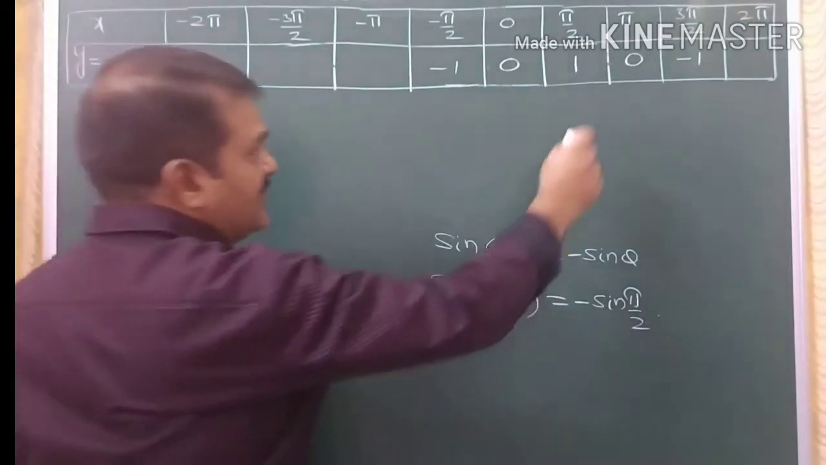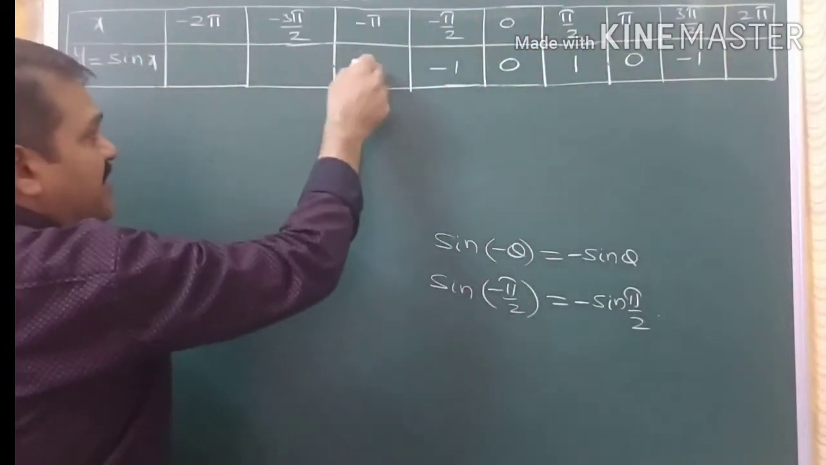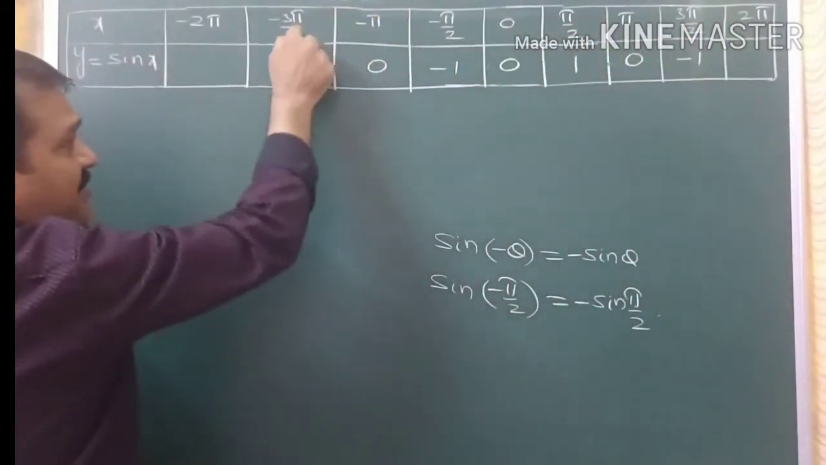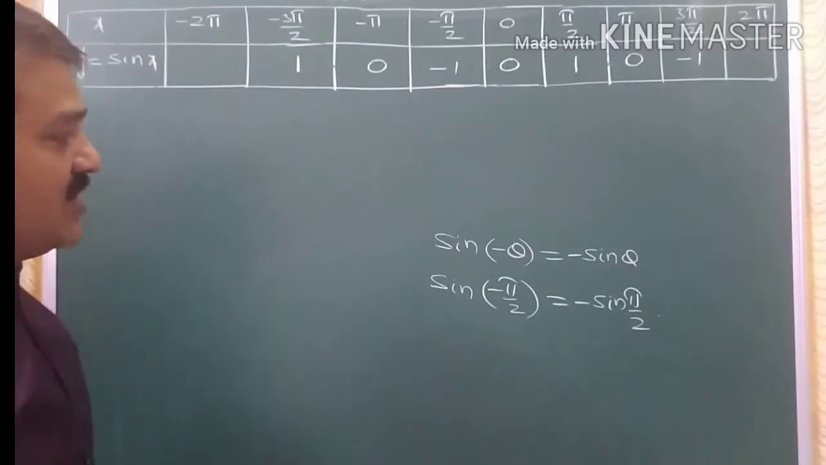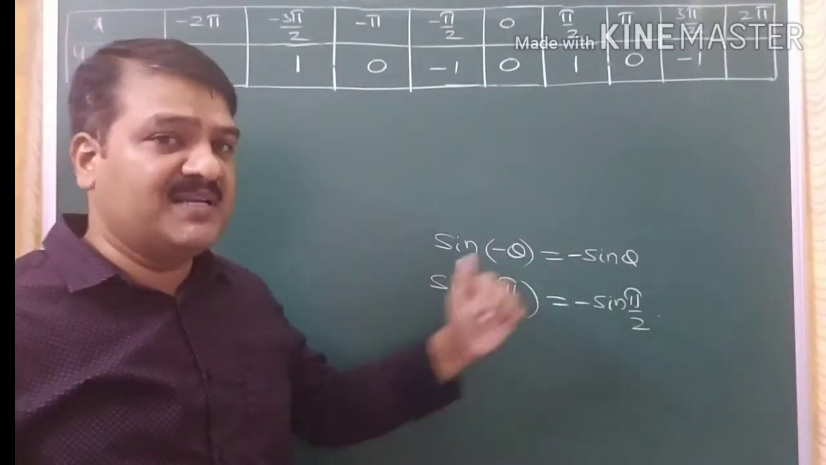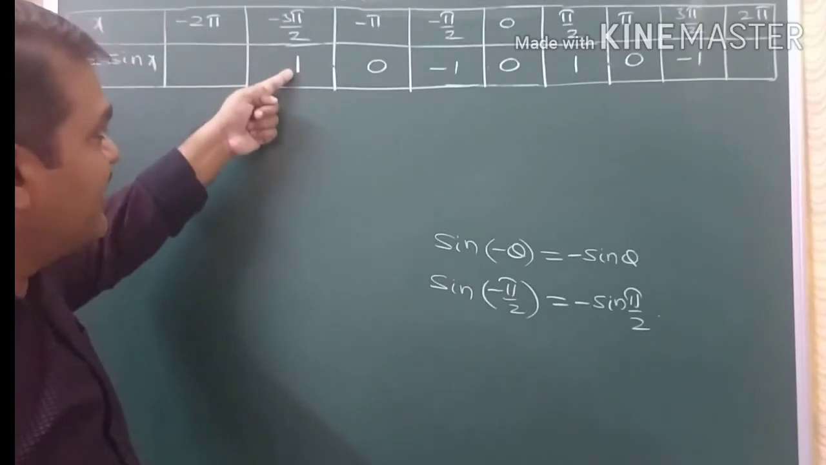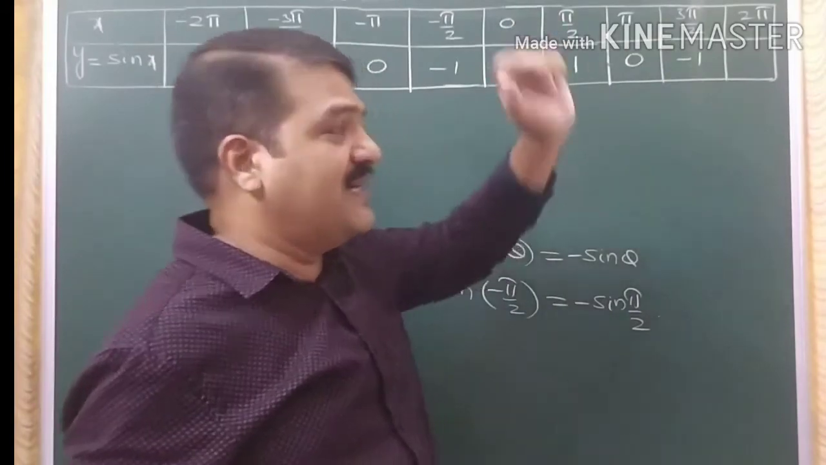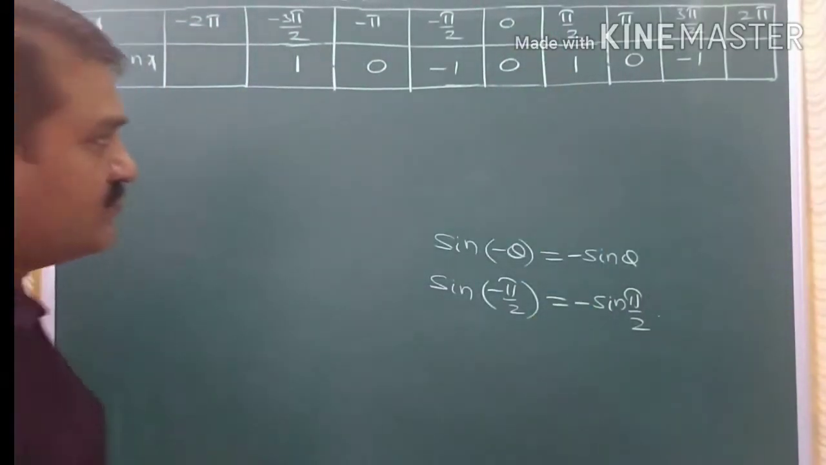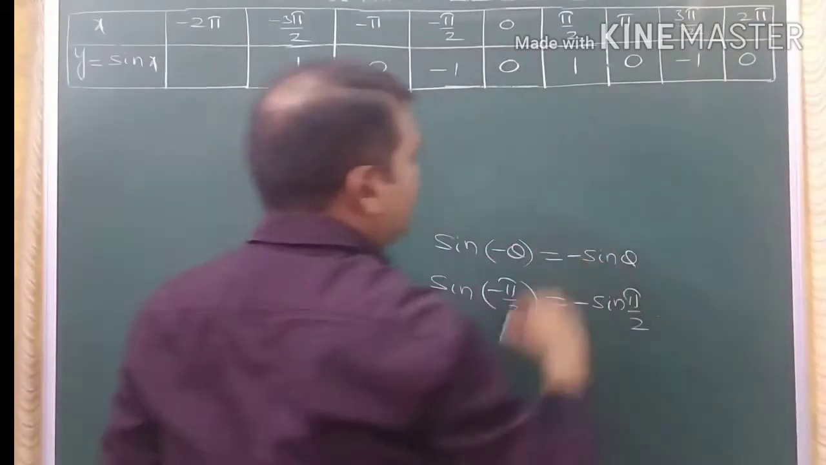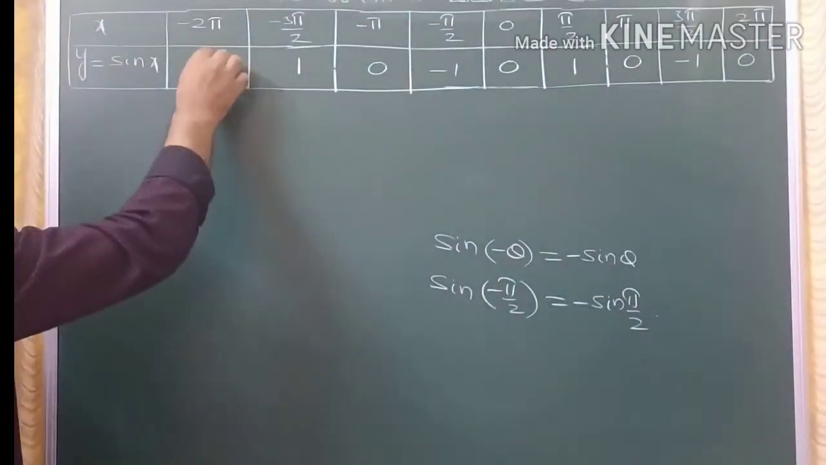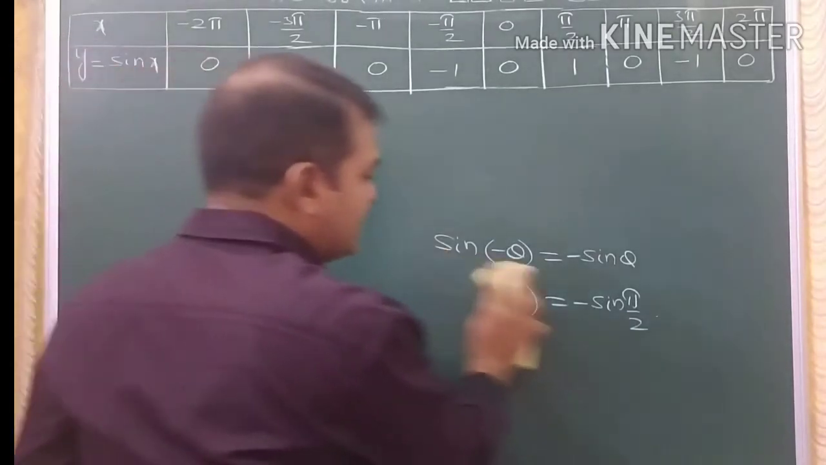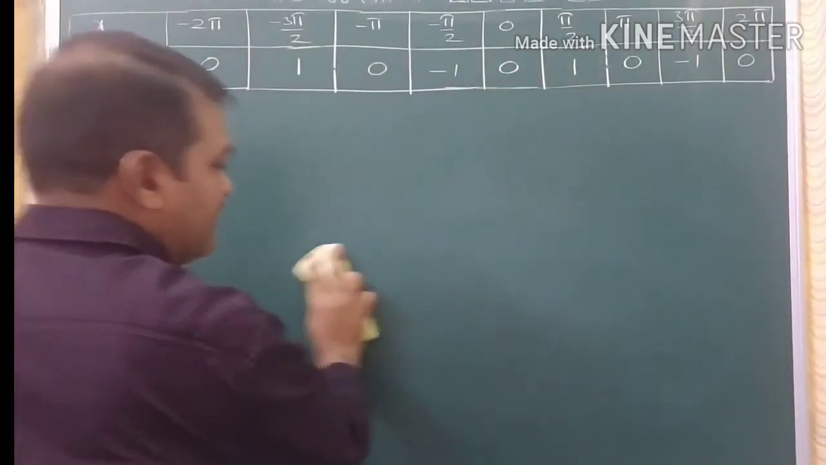Let us go like this. For pi we are getting 0, for minus pi also you will get 0. For 3 pi by 2 you got minus 1, for minus 3 pi by 2 you will get 1, because we have already seen that sin of minus theta is minus sin theta. So sin of minus 3 pi by 2 will be minus sin 3 pi by 2, which is minus of minus 1. Just opposite signs. Sin 2 pi is 0, and sin of minus 2 pi is also 0. So these are the different values of y for the suitable values of x which we have taken.